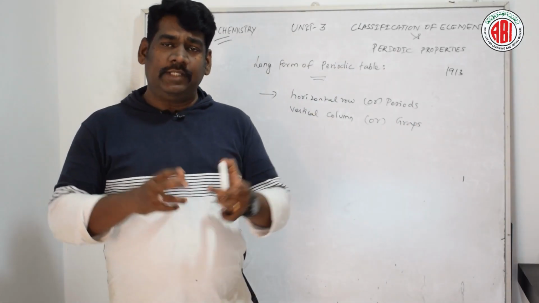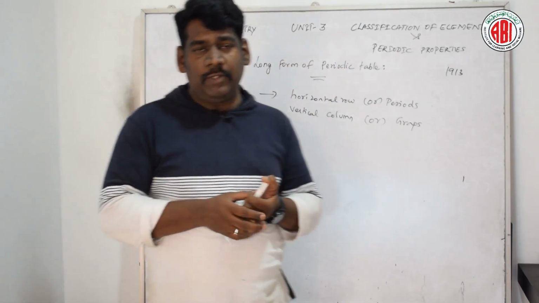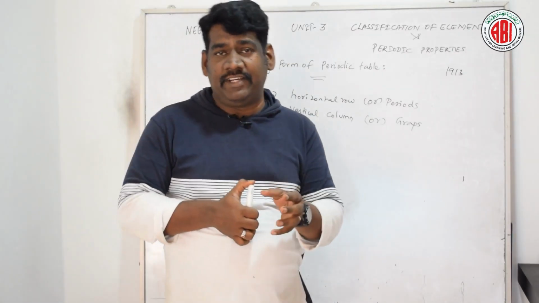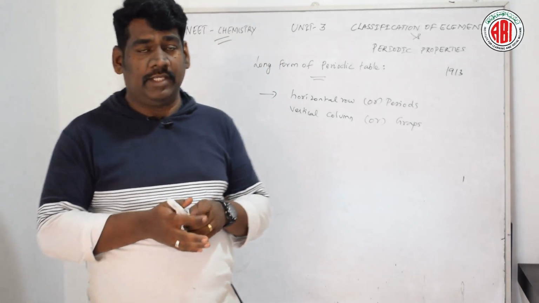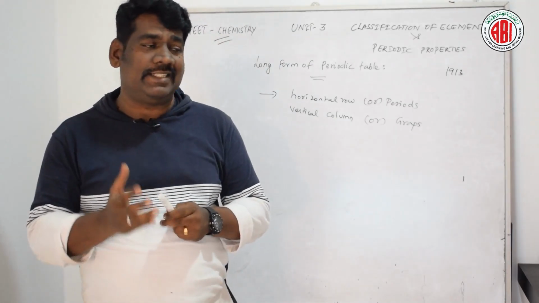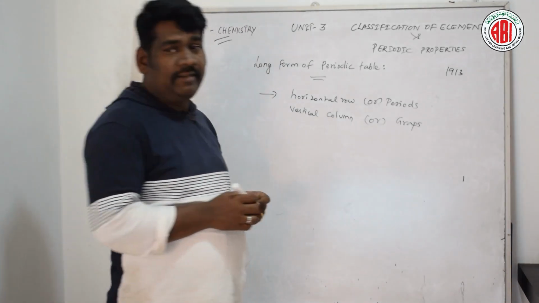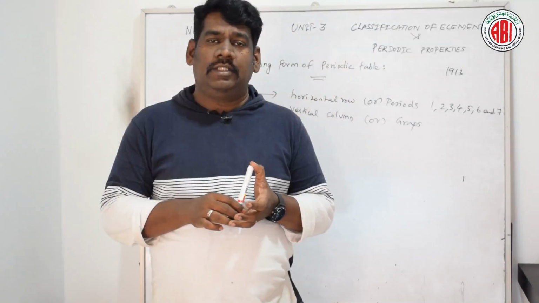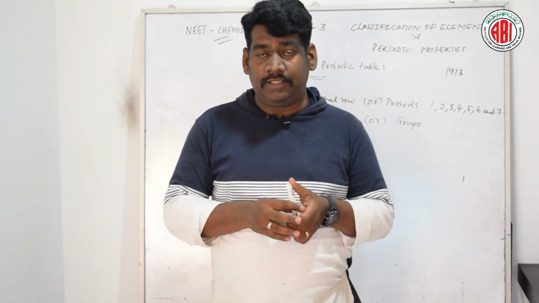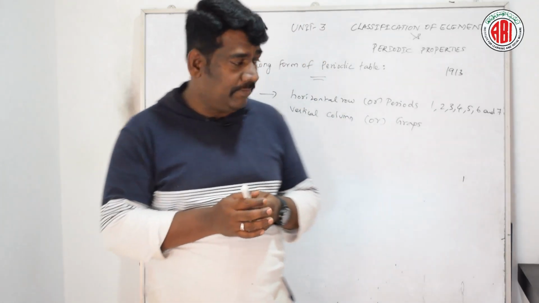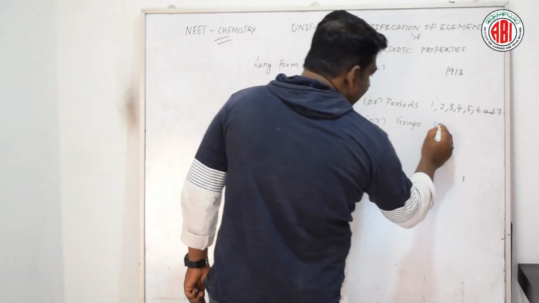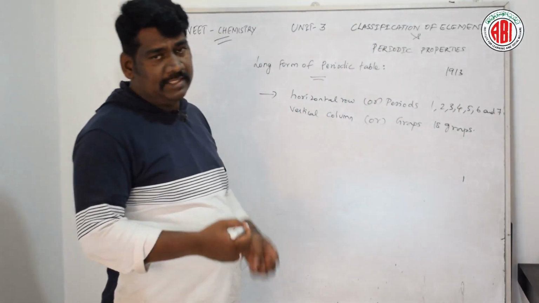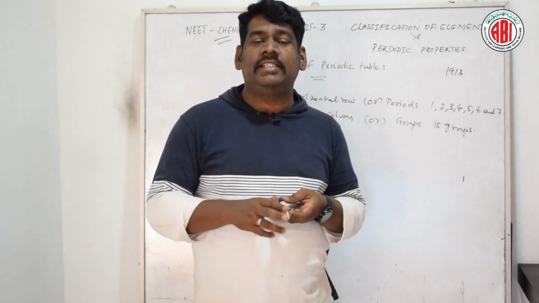In the long form of the periodic table, we can see there are altogether 7 periods, numbered 1, 2, 3, 4, 5, 6 and 7. So these are the 7 different periods. Similarly, there are 18 groups placed in the long form of the periodic table. Now let us see this.